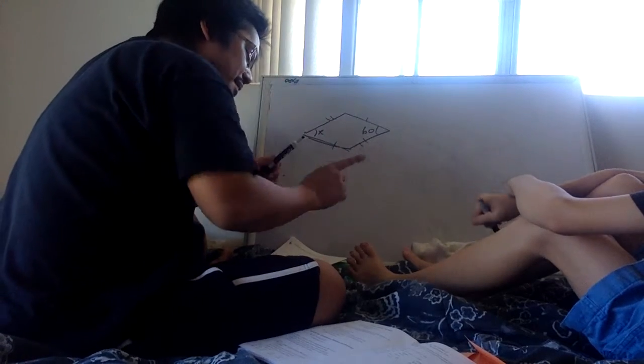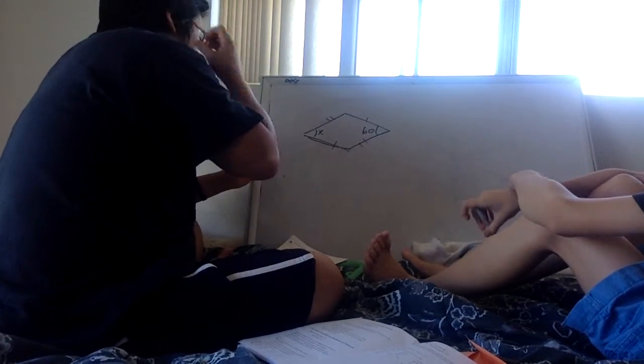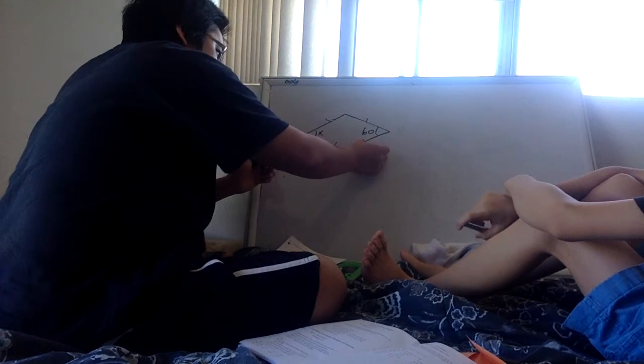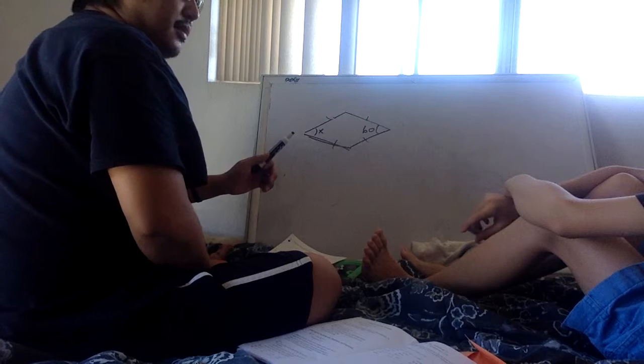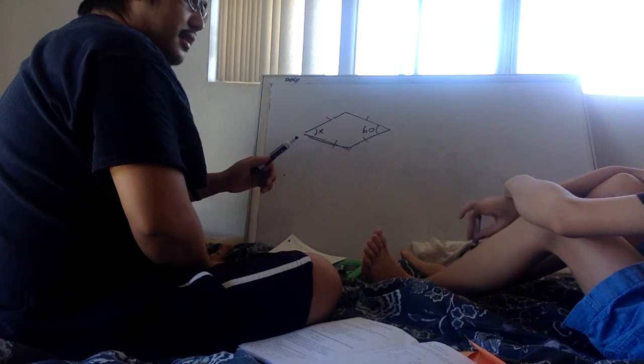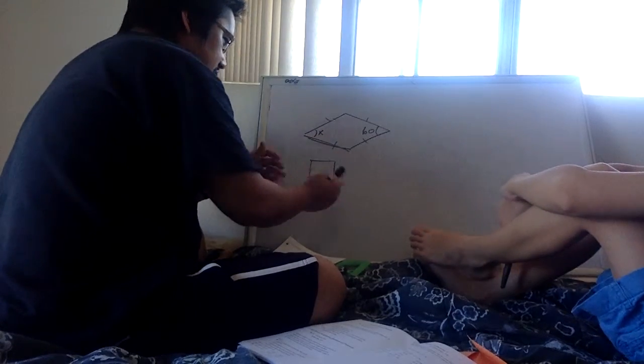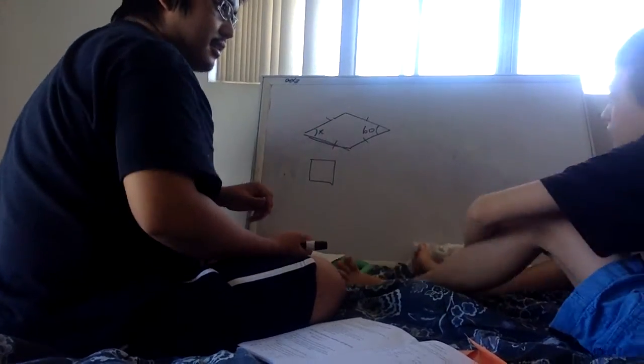But since it's a rhombus, it has a very specific property, namely this. Everything's equal. Everything's equal, it's just slanted. It's like we took a square and we just kind of slanted it.